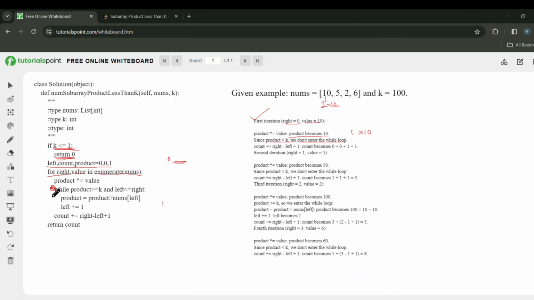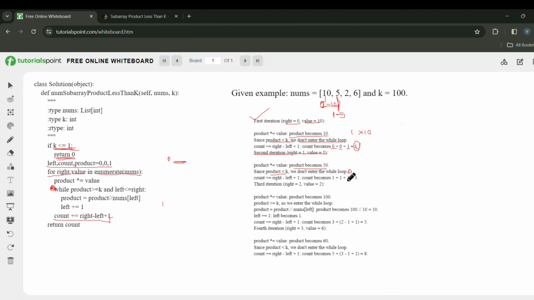So product is product into value. Product is 1 and value now is 10, so product will be 1 into 10, that is 10. 10 is less than k given to us, so it will not enter the while loop, and the count value will become 0 plus 0 plus 1, that is 1, because right is at 0 and left is also at 0, and count we had initialized with 0, so now count has become 1.